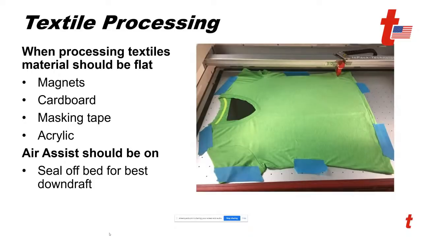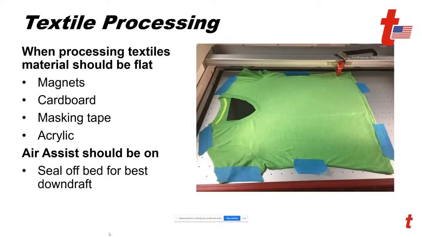When engraving and or cutting with the laser system, it needs to be kept perfectly flat. If you get a ripple or a wrinkle in the fabric, I don't care if you're engraving or you're cutting, you will see the effect in that finished product. So you want to make sure to use as many laser hacks or techniques to keep that material as flat as possible. Air assist should be on when using this process.